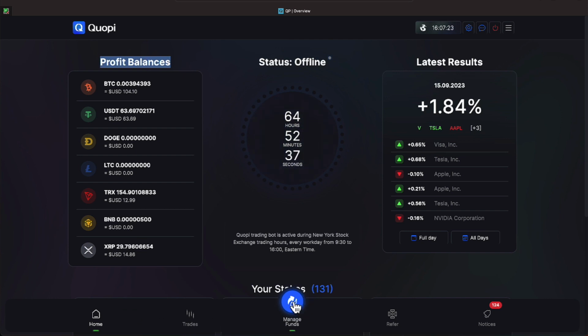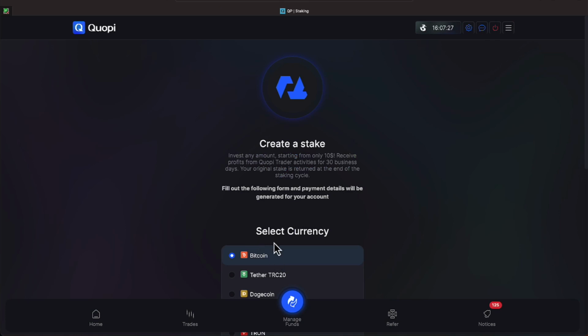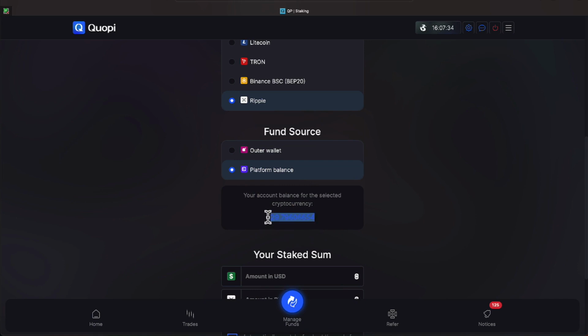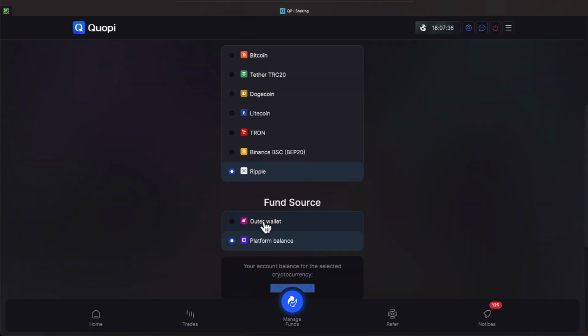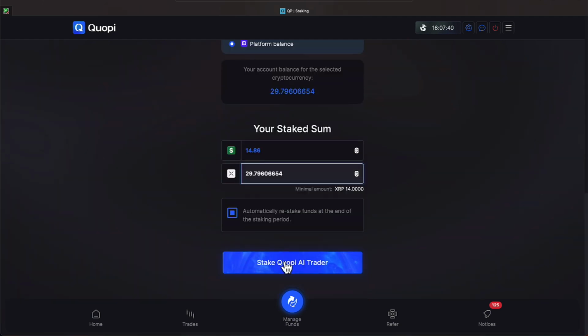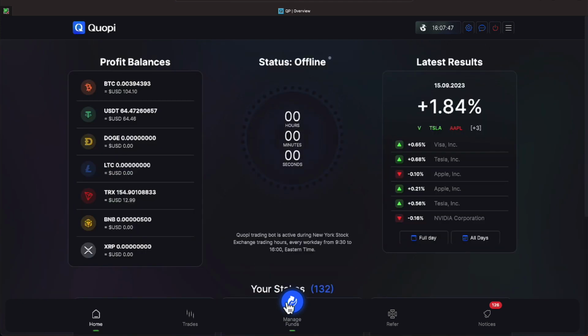Let's go over here and see if we can lock down some of these funds first. We'll hit stake funds. We will start off with XRP, see if that's enough. We'll check our platform wallet. We will copy this amount here, and we will paste this amount here, and we will go ahead and see if that goes through. It does. Well done. Contract has been successfully initiated.